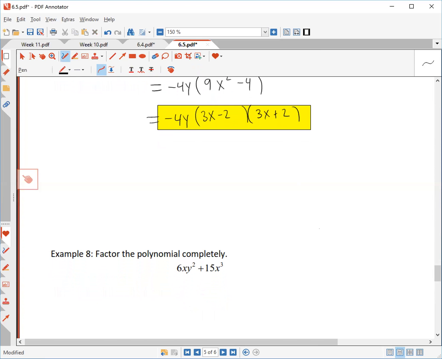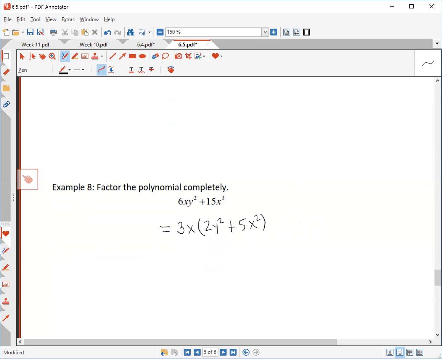Example 8, binomial. We need to take out the GCF first. Looks like we can take out a 3 and an x. And when I take that off, I'm left with 2y squared plus 5x squared. That binomial that remains doesn't have any perfect squares. Well, it has some perfect squares, but the 2 and the 5 are not. There are no cubes, so there's nothing I can do with that. It's been completely factored.